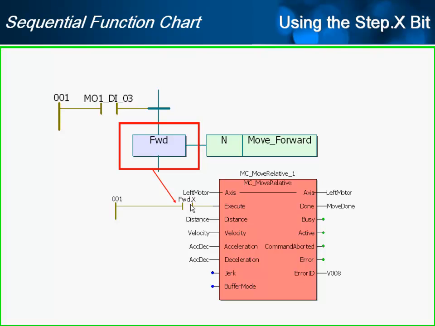And then likewise, when this forward step becomes inactive, we will remove the execute bit, and that will cause move relative to stop executing. A benefit to this step.x bit is that you can use it throughout your code to logically force different blocks or different coils to the correct status as this step goes from active to inactive. You don't want to necessarily leave a 1 bit on or leave a function block with the execute bit on as the sequential function chart goes from one step to the next.